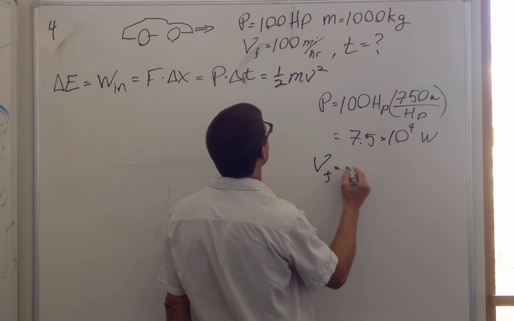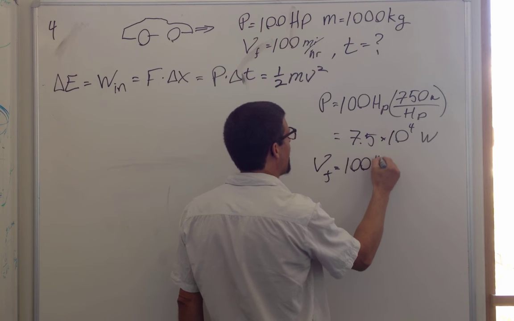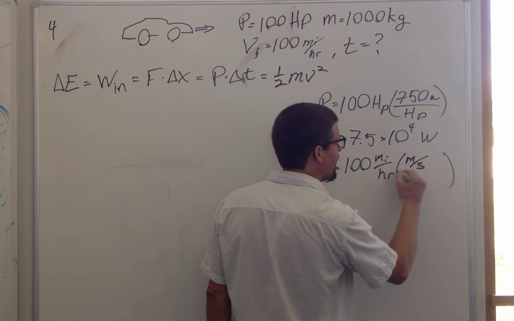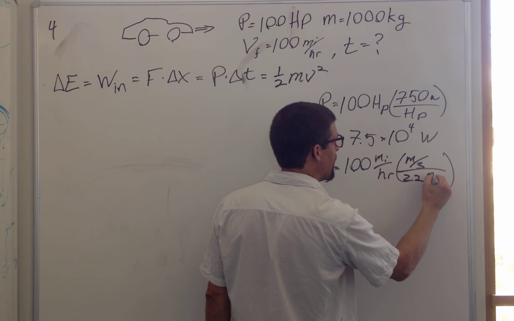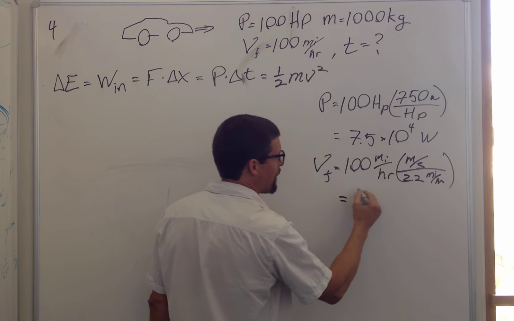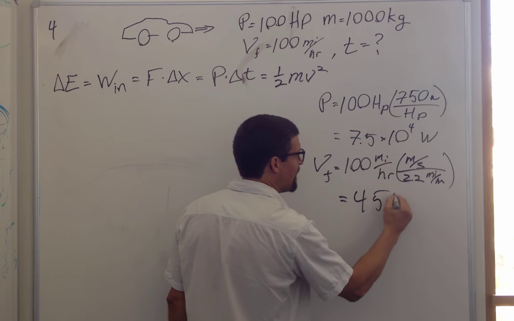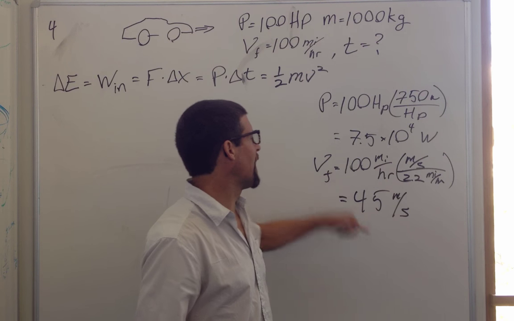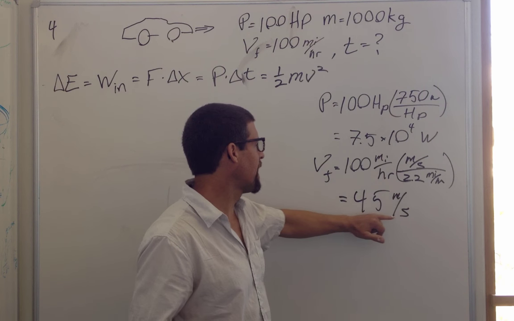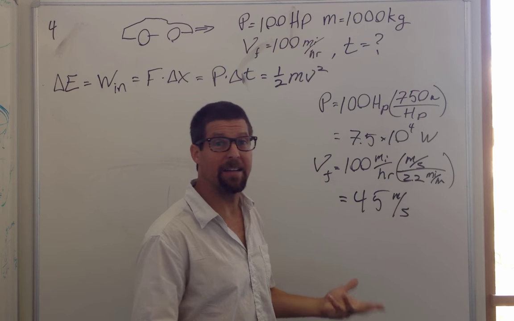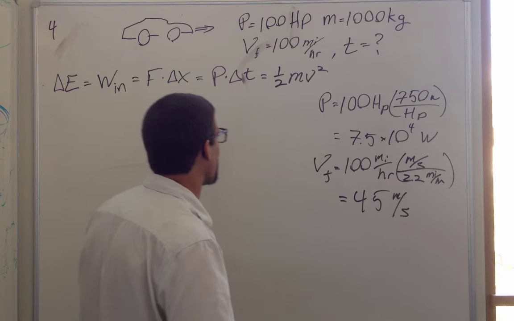How about the speed? V final is equal to 100 miles an hour. And I know that a meter per second is about 2.2 miles an hour, so we need to divide that out. And it's about 45 meters per second, I think. Because if I multiply 45 by 2.2, I get 99. That's close enough to 100 for me.